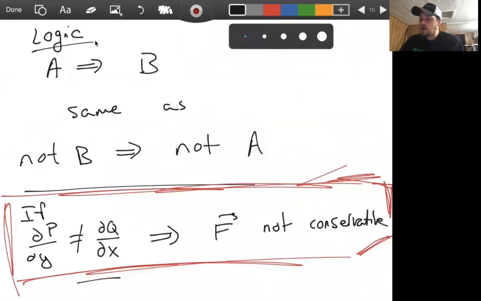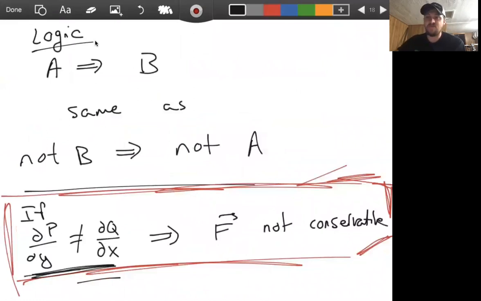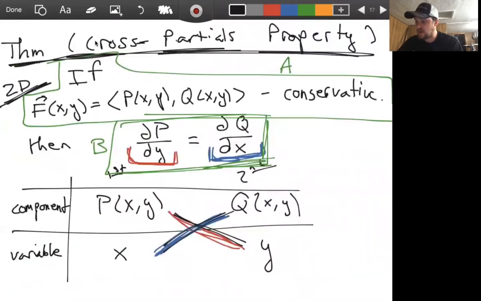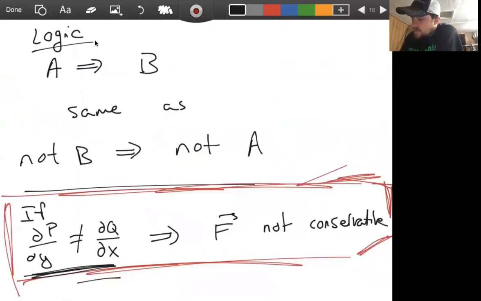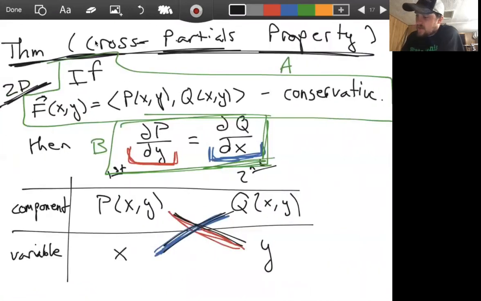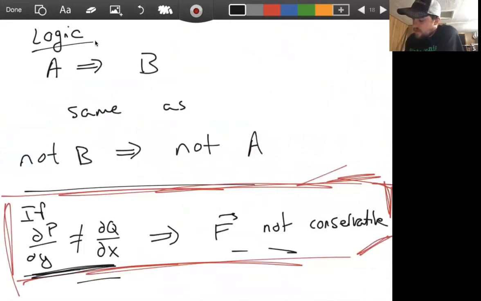So we can figure out if a vector field is not conservative by seeing if the cross partials condition fails. If it fails for a given vector field, then the vector field's not conservative. However, if it is satisfied, then we should look for a potential function. So we'll use, again, kind of the converse of this statement to prove that certain vector fields are not conservative.